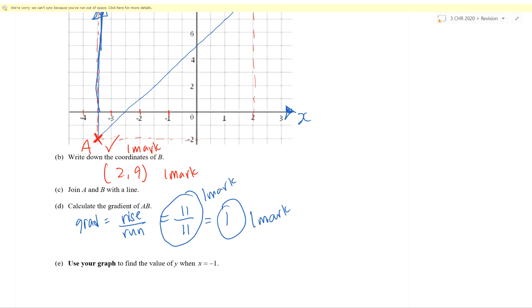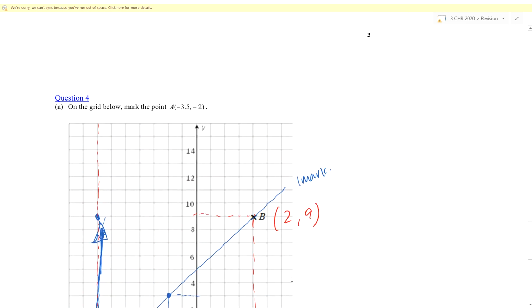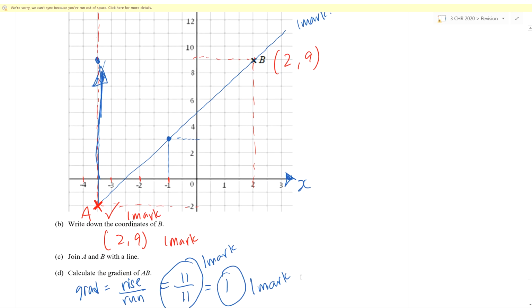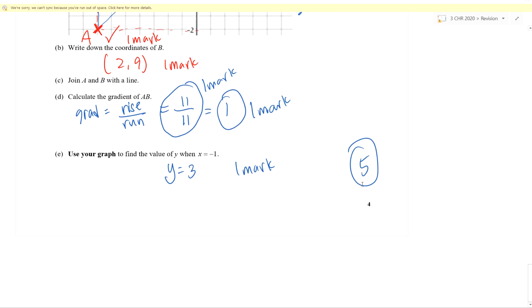Use your graph to find the value of y when x is equal to -1. So when it is block -1. Block -1 here. Find the value of y. So you go up to your graph and this guy is staying at level 3. Y equals 3. So that's 1 mark. And we've come to the end of this paper. So we've got 1, 2, 3, 4, 5 marks over here. 16. Okay, so please tally everything up.